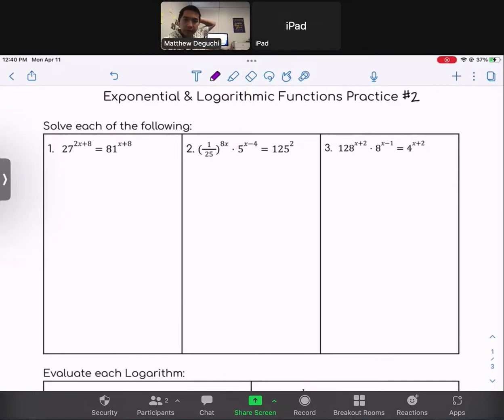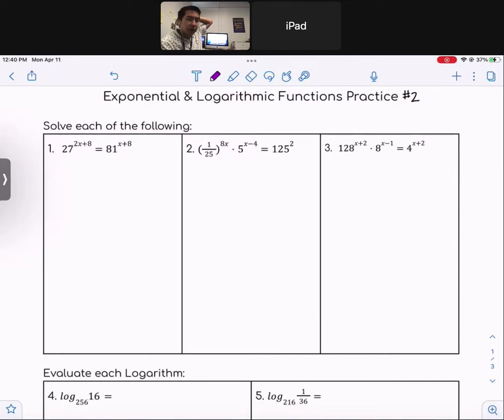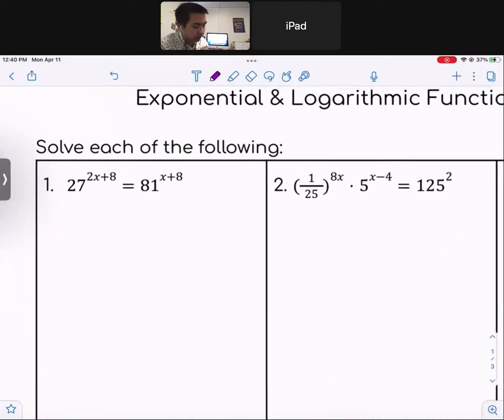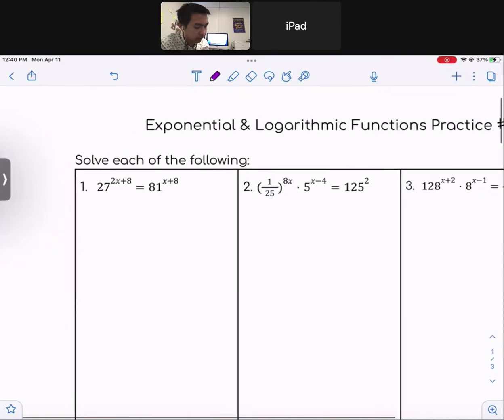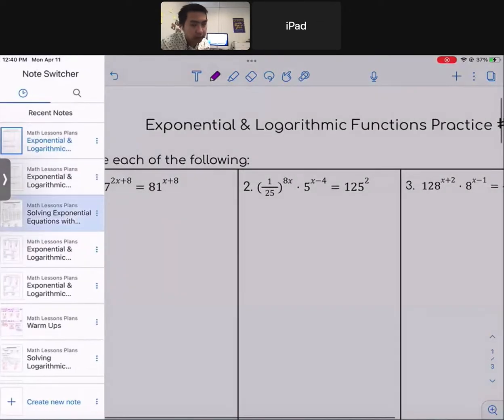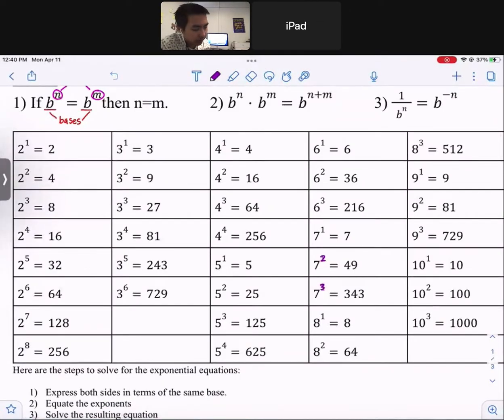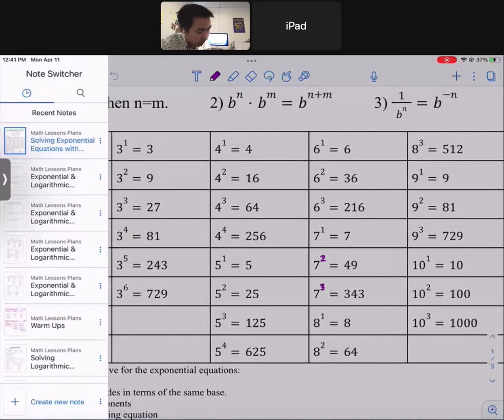Guys, so here's your exponential and logarithmic functions practice quiz number 2. Okay, so the first ones are solving exponential equations. What we first have to do is get common bases to solve for this, and this is where you use this chart to help you figure out your common bases.